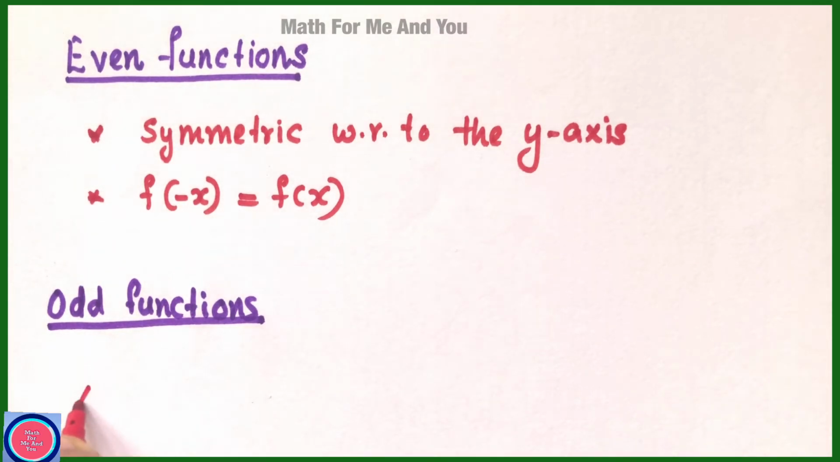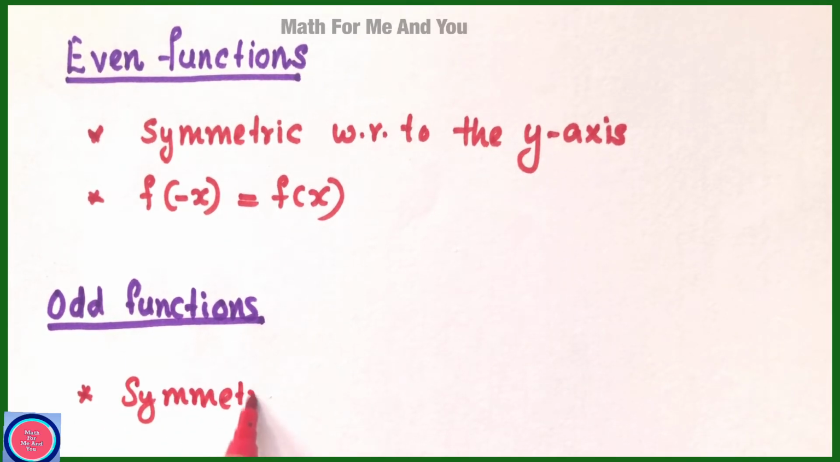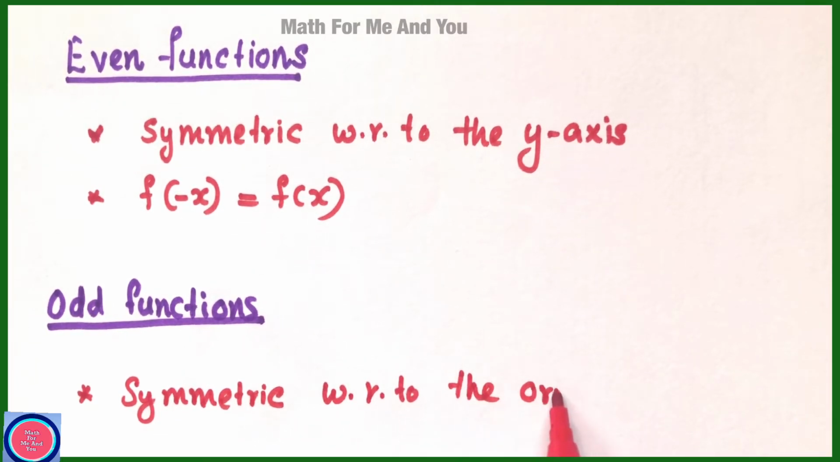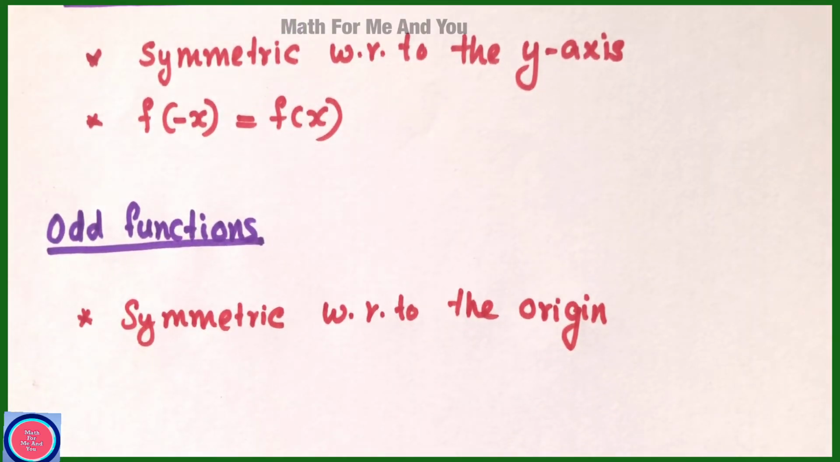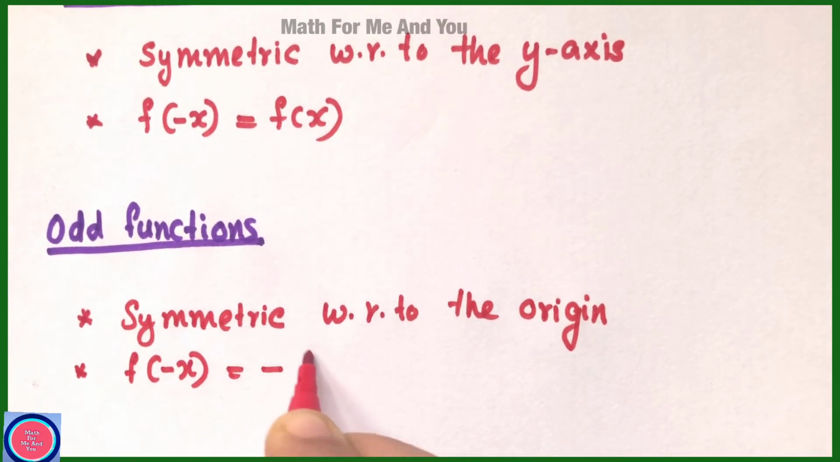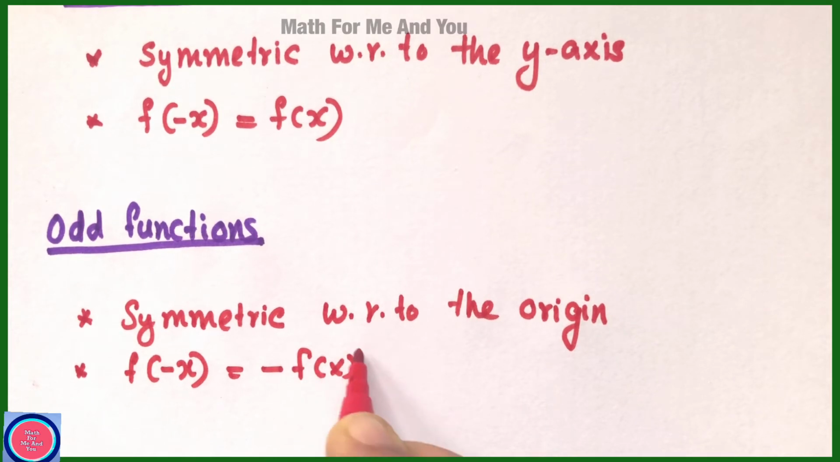What about an odd function? From the graph we can understand it is symmetric with respect to the origin. What is the meaning of symmetric with respect to the origin? If we take the graph of an odd function and rotate it by 180 degrees, we get the same image. That means it is symmetric with respect to the origin. So here we could say f of minus x equals minus f of x.